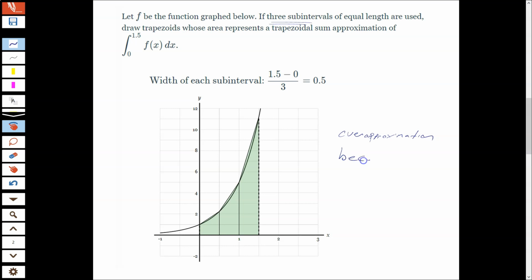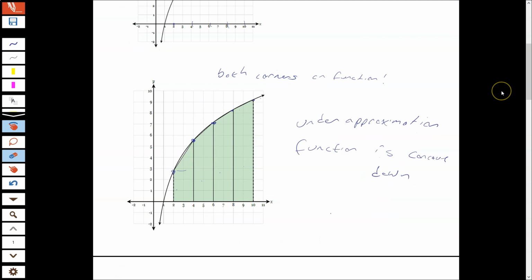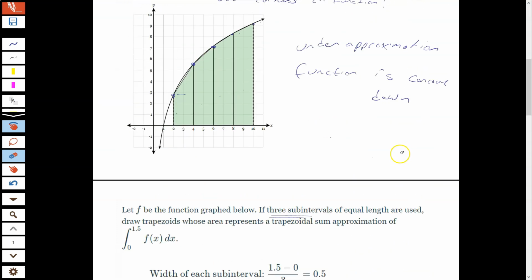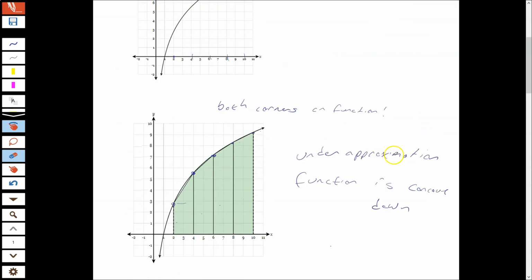And that's because the function is concave up. My previous example was concave down. This example is concave up, and you can see visually the reason that we have an over approximation here versus an under approximation up here. Okay. That's all there is to this lesson. Just you're drawing the subintervals as described and then determining if they're over or under approximations.